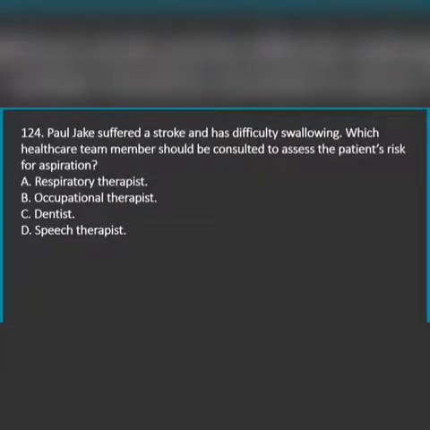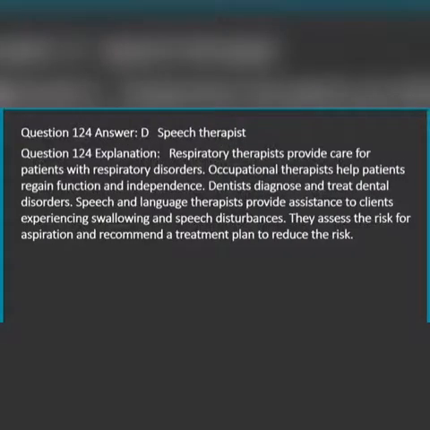Question 124. Paul Jack suffered a stroke and has difficulty swallowing. Which healthcare team member should be consulted to assess the patient's risk for aspiration? A. Respiratory therapist. B. Occupational therapist. C. Dentist. D. Speech therapist. Question 124. Answer: D. Speech therapist.